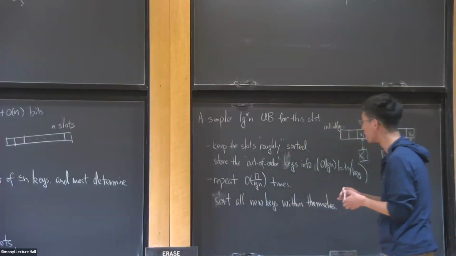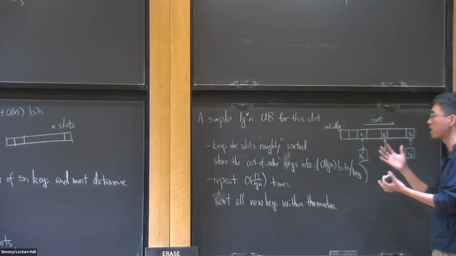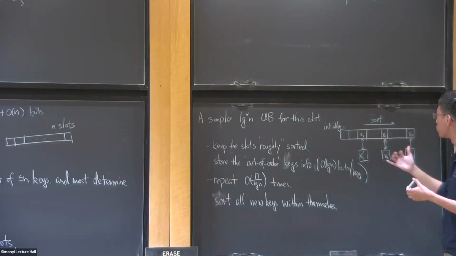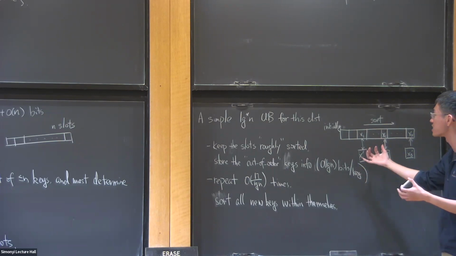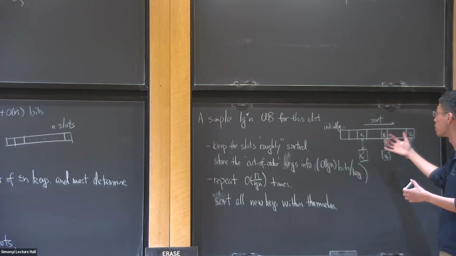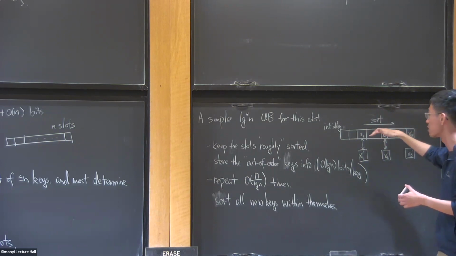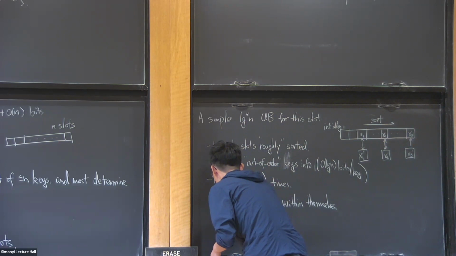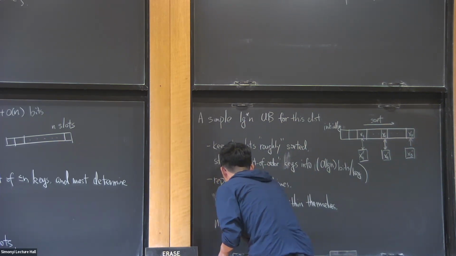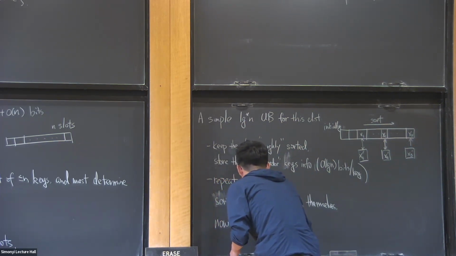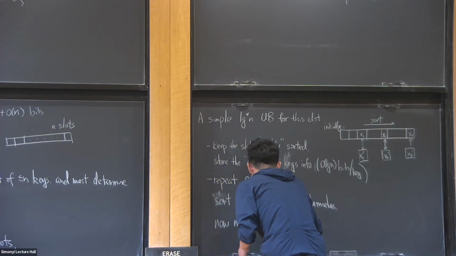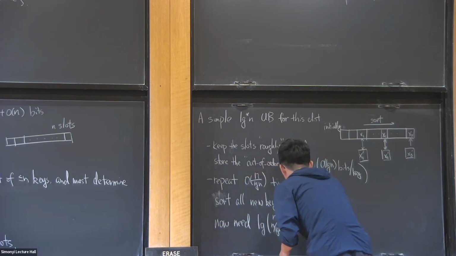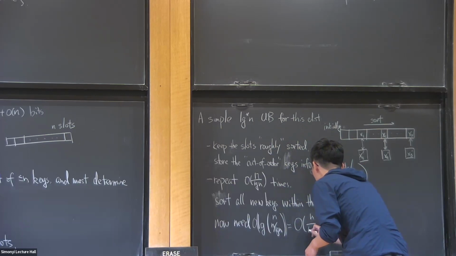Now how many bits do I need to describe the current state of the mapping? I need to describe the set of new keys among all the n keys and where they are located. But I also only need to store the set among all n locations. So this means that now we only need log of n choose n over log n bits to describe, which is O of n over log n times log n bits.